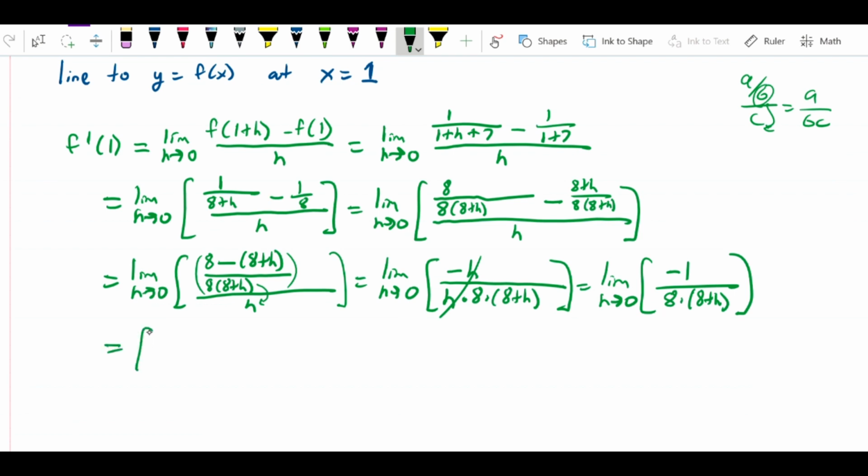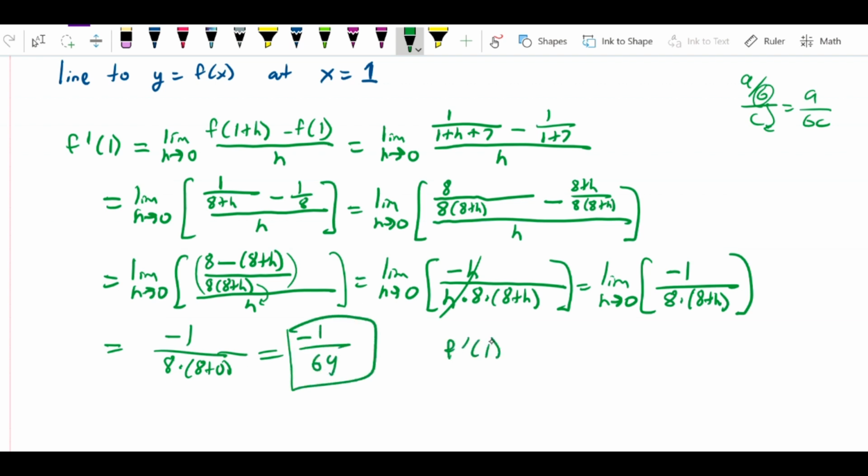So I don't need the brackets anymore, that's just going to be negative 1 over 8 times 8 plus 0. Notice, by the way, I don't have the limit sign there anymore. That is correct, because up to this point I was taking the limit. Now I'm no longer taking the limit. I'm evaluating the limit by substitution. I've gotten to a point where substitution is appropriate, so I'm using it. So this now becomes negative 1 over 8 times 8, which is 64, and that's the answer. So f prime of 1 is equal to negative 1 over 64.